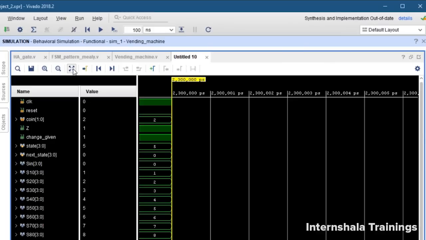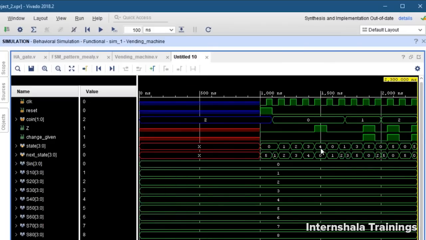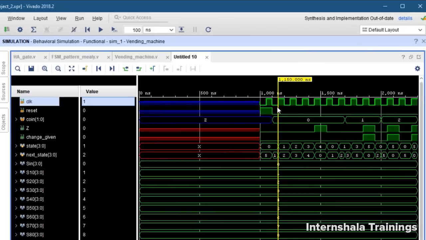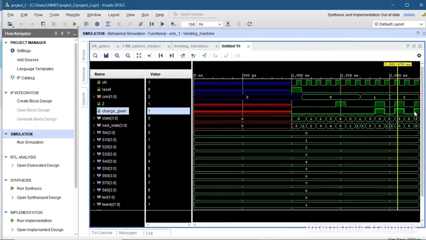Let us expand the whole simulation and check what is happening. So here we start giving 10, 20, 30 and as soon as we have 40, we have the product. Then 10, 30 and we have 50. Product is also there, change is also there. And then we are giving 50. So product is also there, change is also there.